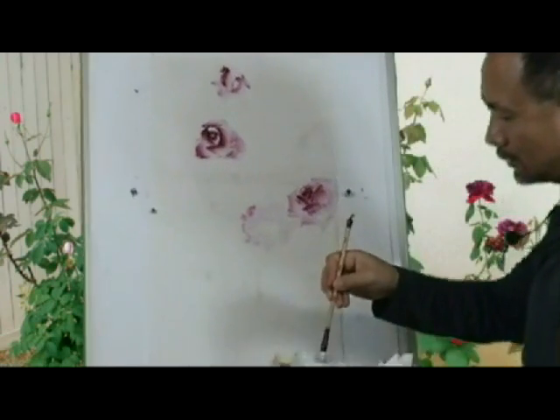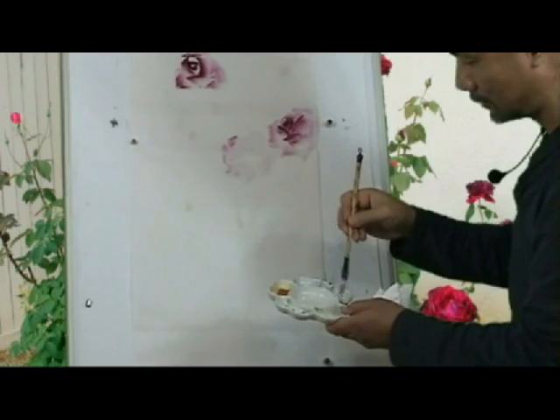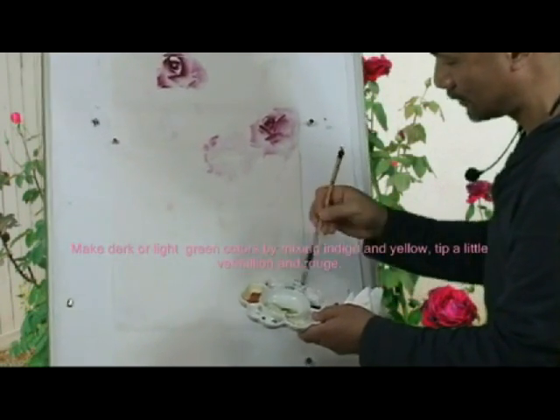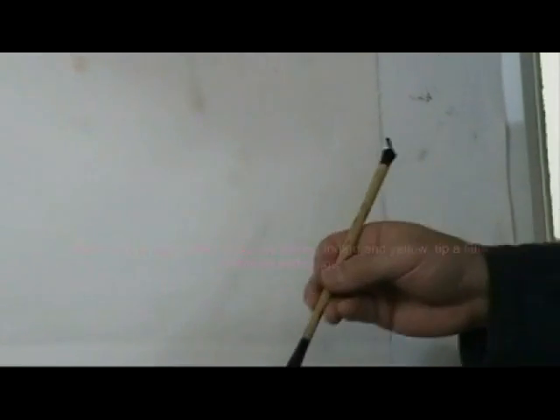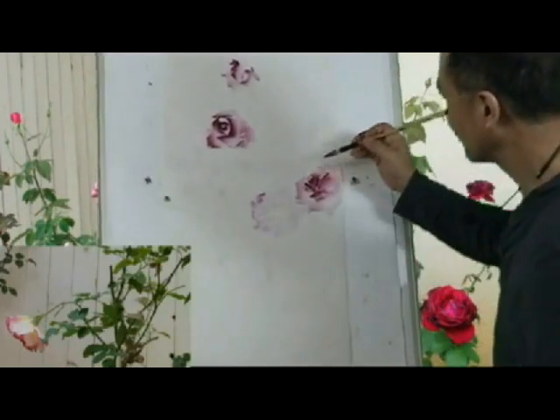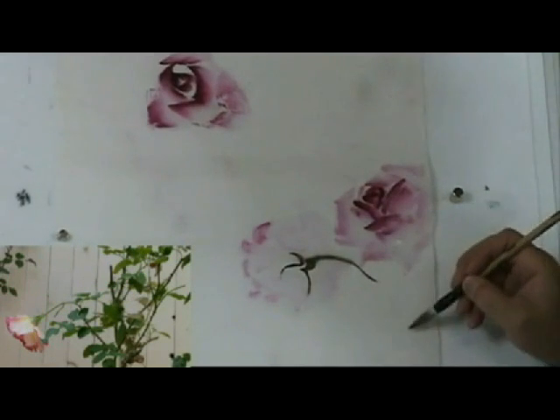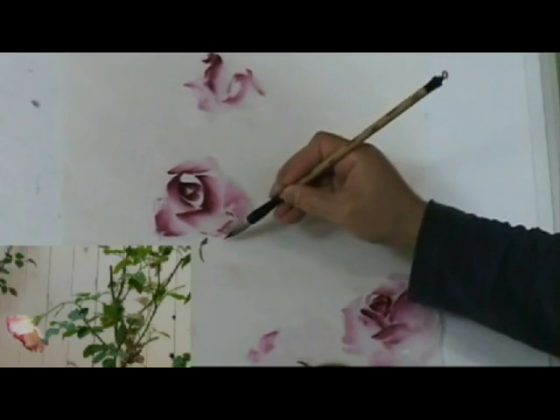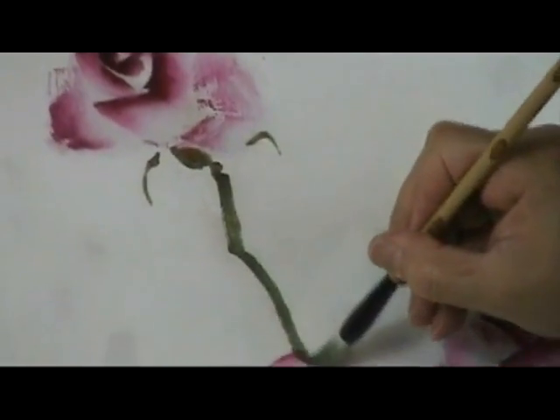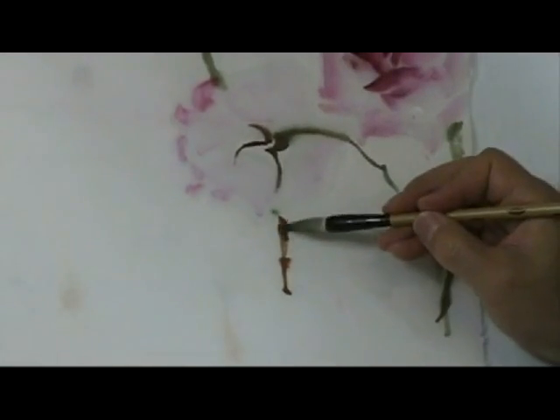I'm getting some green color, dark green and light green variation, and a little bit of orange color to the front. And you can touch a little rouge to do the calyx, or the crown of the flower. And the stem. You don't have to blend color too well, just let it blend on the paper.